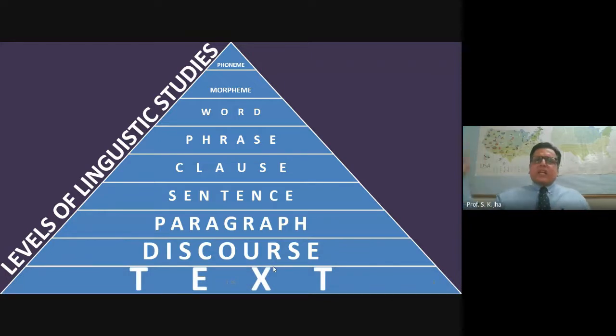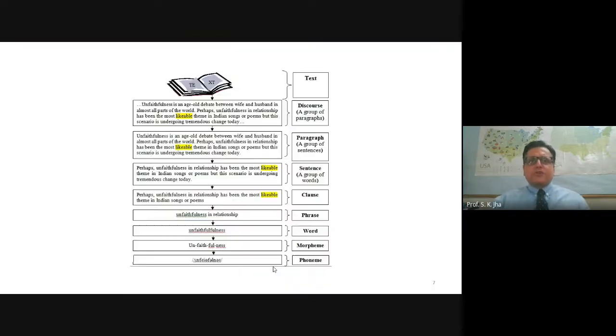So text is the largest unit and phoneme is the smallest unit of a language. Here I would also like to show you another slide with examples for better understanding. If you see this visual, you can understand that if you hold a book in your hand, the entire book can be seen in the form of text. But when you break that book into different chapters, they will be your different discourses.